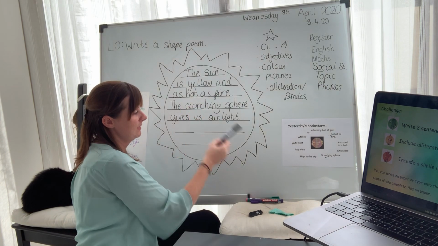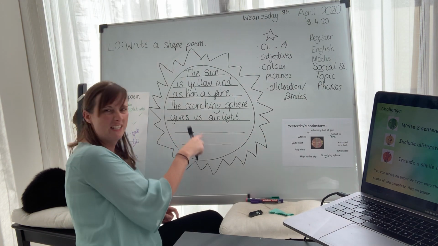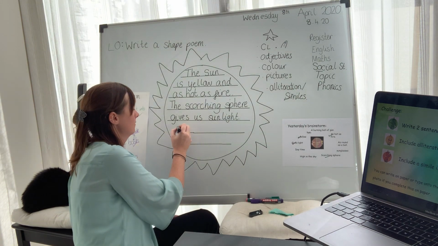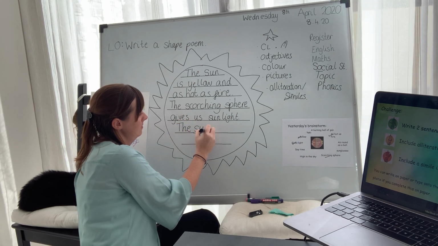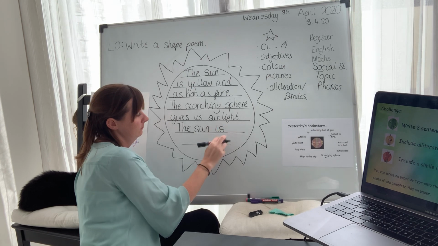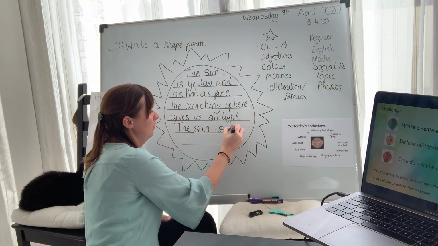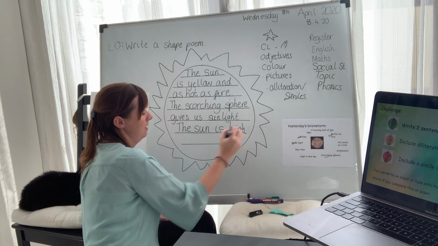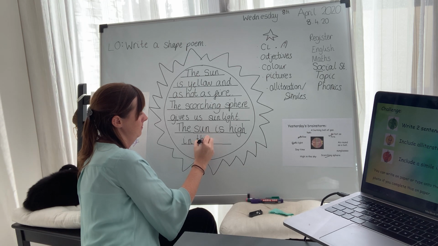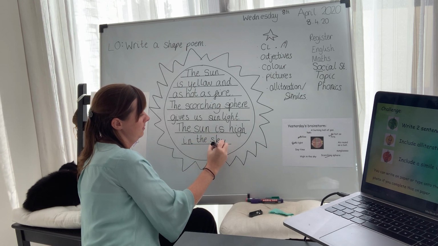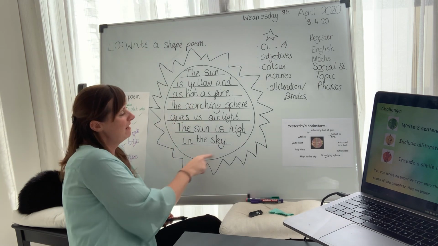I could then finish by saying the sun is high in the sky. Just because I've got a little bit of space, so I'm going to add a third sentence. The sun is, remember the is not actually a z, it's an s. The sun is high in the sky, full stop. So now I've filled out my shape, I don't need to cram more in.